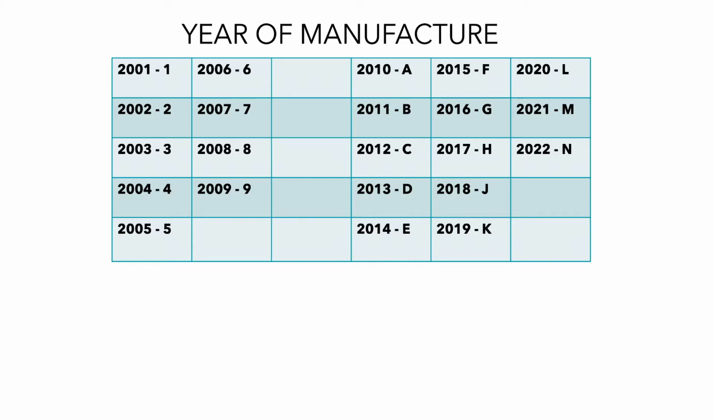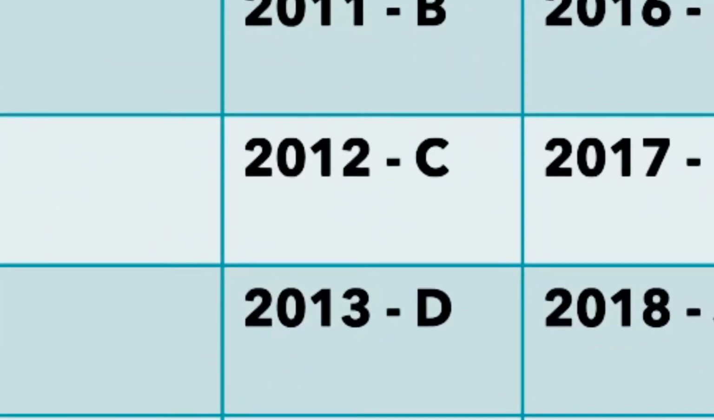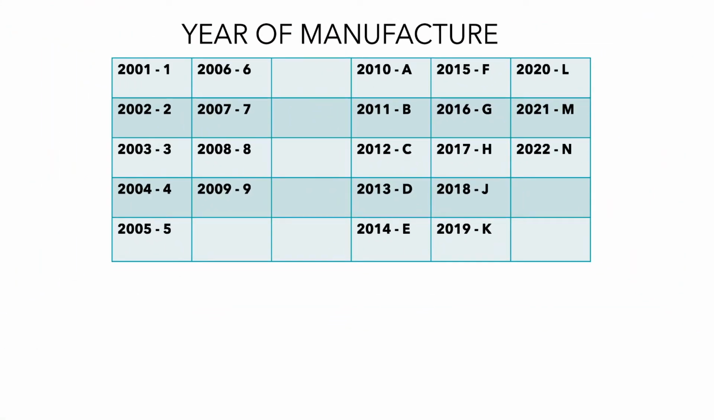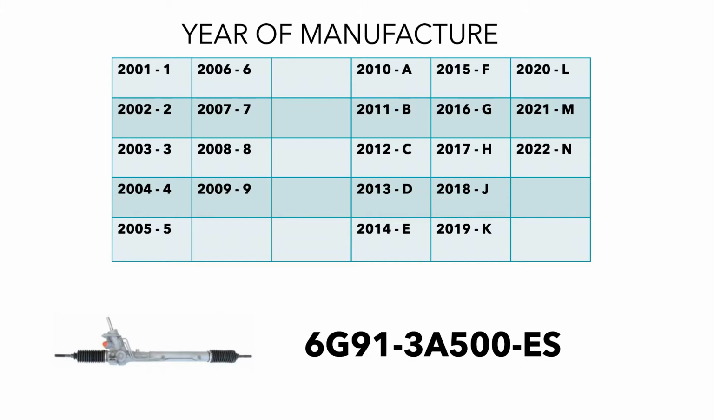Just to briefly illustrate how this works, let's say I have a 2012 Ford Galaxy. You can see from that the part number would start with the letter C, but that doesn't necessarily mean that every part I pull out from that Galaxy is going to start with C. To illustrate this, let's say I have a problem with the steering rack from that 2012 Galaxy, and I pull the steering rack out and look at the part number on it. It says 6G91-3A500ES. So you're thinking, well, I've got a 2012 Galaxy, but this starts with 6.